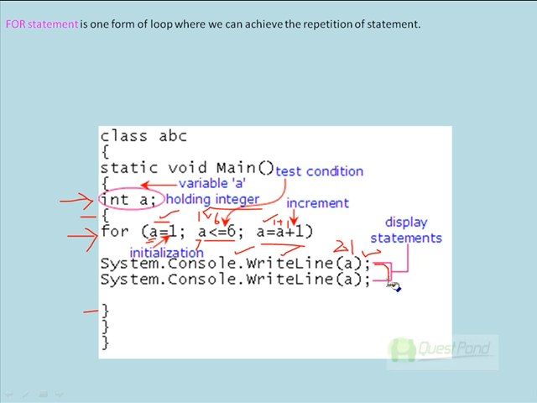So it will execute the very next line. This next line says to display the value of a. As here the value of a has become 7, it will display the output 7.